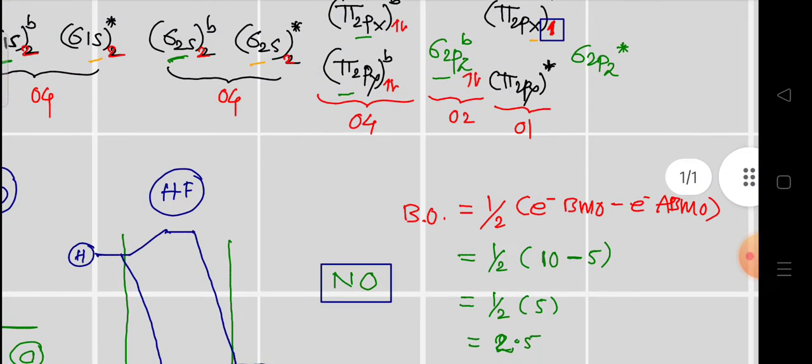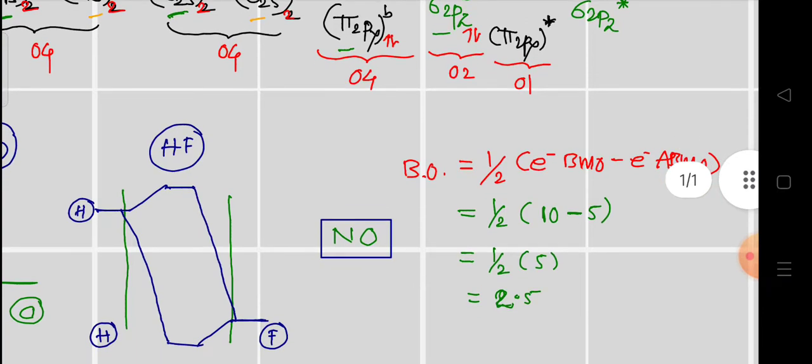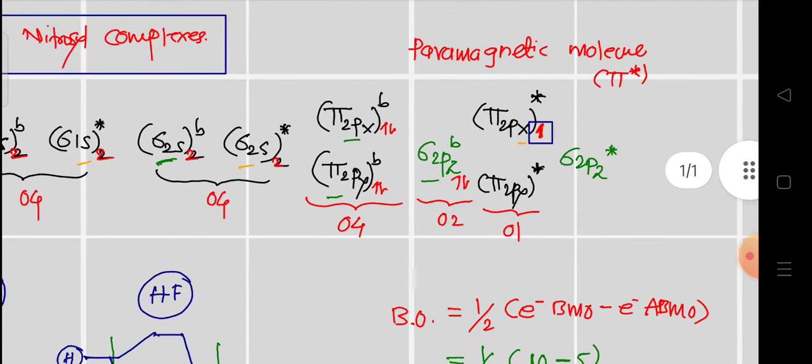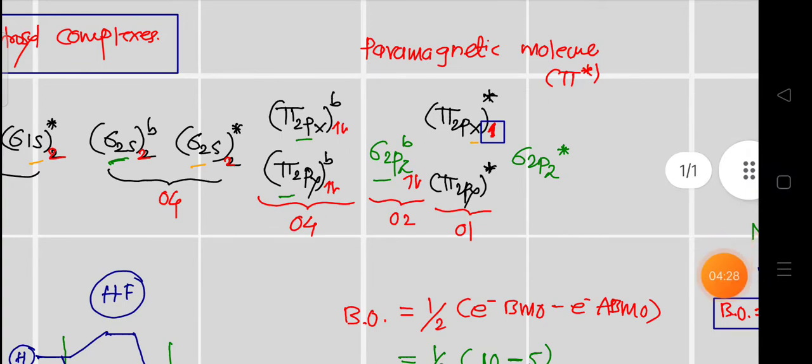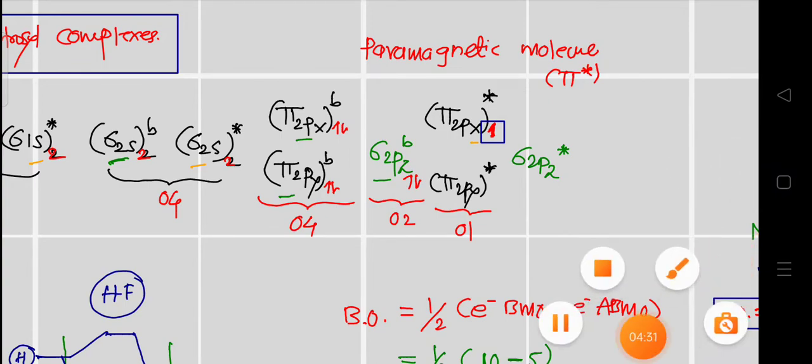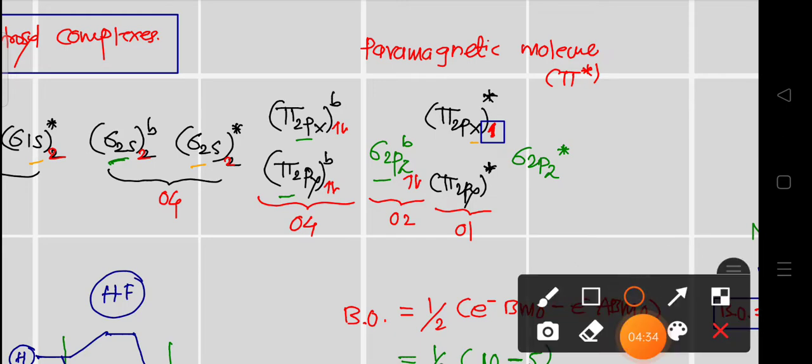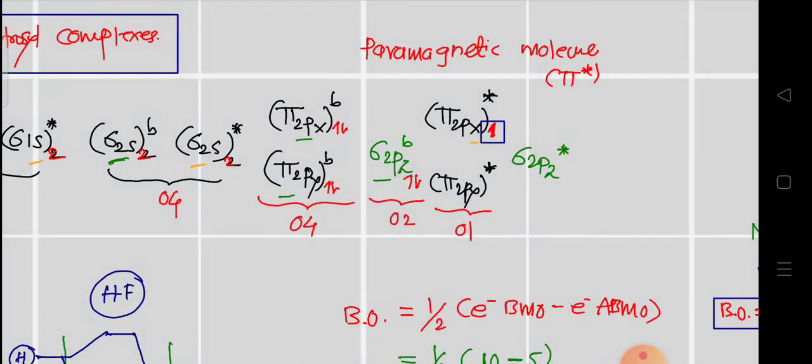So the bond order of this NO is 2.5, because we have 10 minus 5, that is 1 by 2 into 5, that is 2.5. So this is for NO, and that's why NO first loses the single electron. Okay, NO loses the single electron from here. So NO first loses the single electron, it becomes stable, it becomes NO plus, and then NO plus has the same bonding as that of the metal carbonyls.